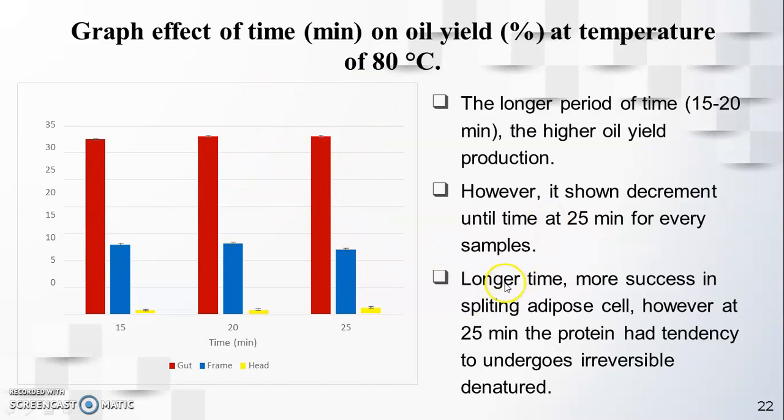This is because the longer time is more successful in splitting adipose cells. However, at 25 minutes, the protein had a tendency to undergo irreversible denaturation.